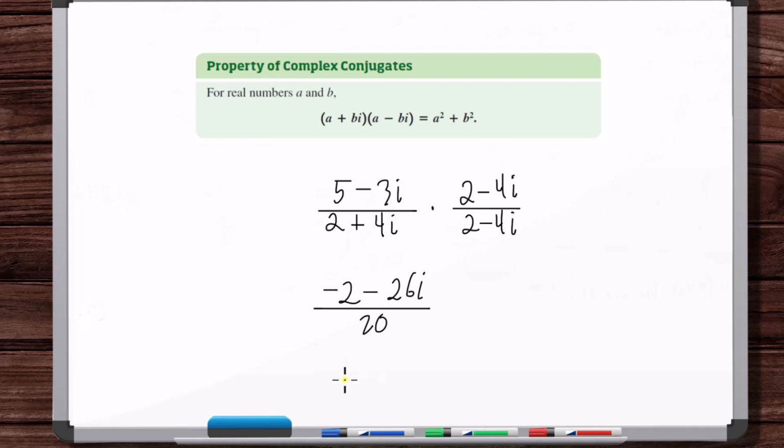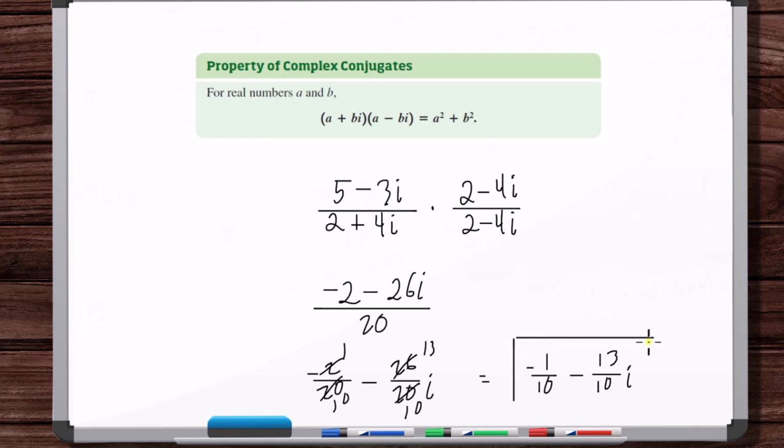Now we can separate this into two separate fractions, which creates that standard form of a complex number. So we've got, and therefore the final result is minus 1/10 minus 13/10 i. And that's a new complex number. The idea is when we're adding, subtracting, multiplying, and dividing complex numbers, the final result we want is a complex number in standard form like this, the a plus bi standard form.